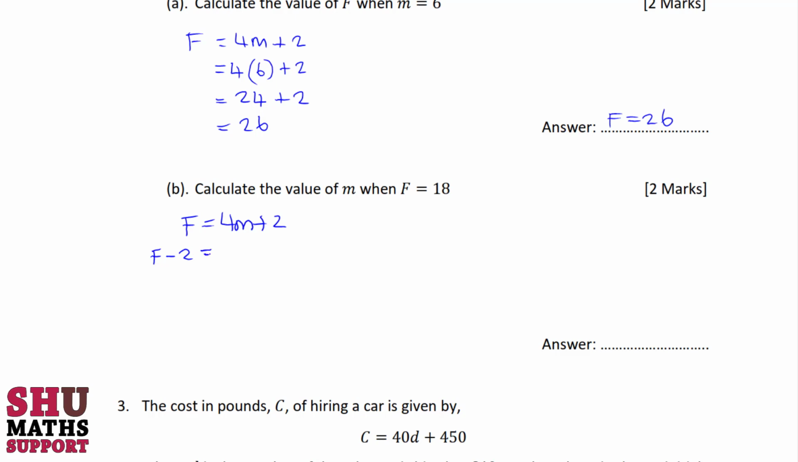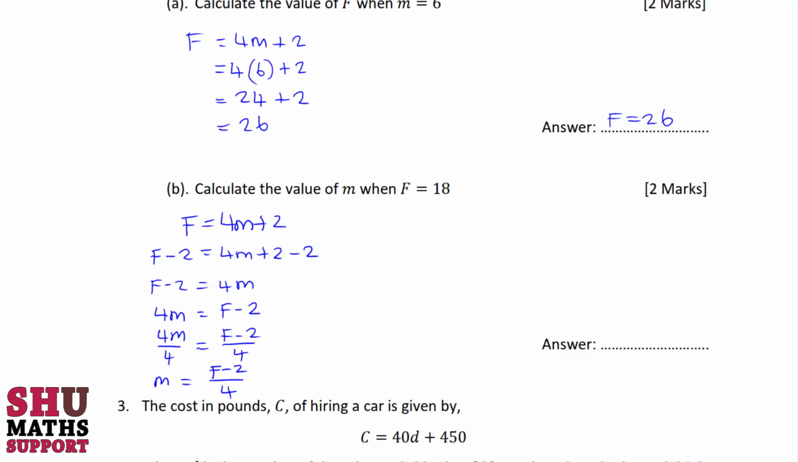Then we have f minus 2 is equal to 4m plus 2 minus 2. And then we can simplify that to say that f minus 2 is equal to 4m. And then what we'll do is we'll just write this slightly differently, just so we have the m on the left hand side. So we have 4m is equal to f minus 2. Now to get m on its own, we can divide both sides by 4. So we have 4m divided by 4 is equal to f minus 2 divided by 4. And then if we simplify that, we get m is equal to f minus 2 divided by 4.